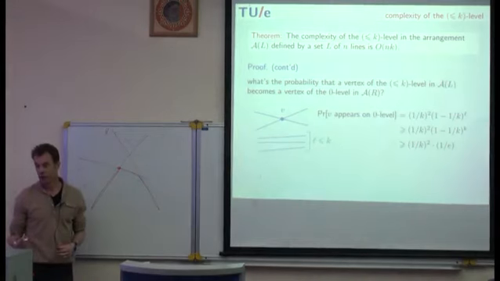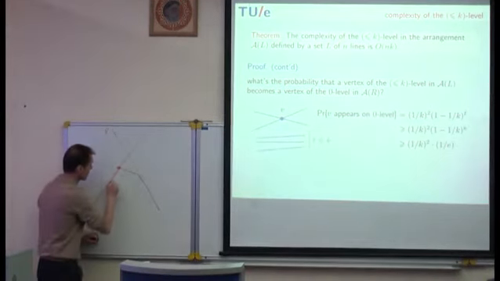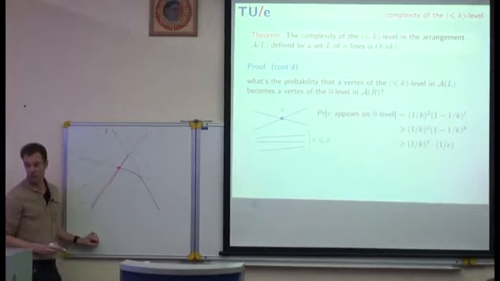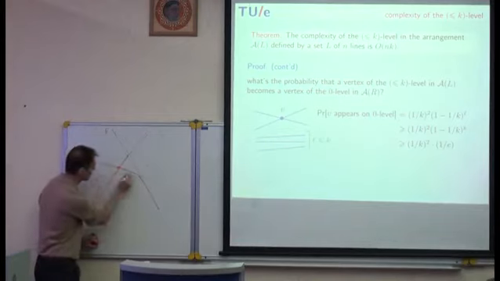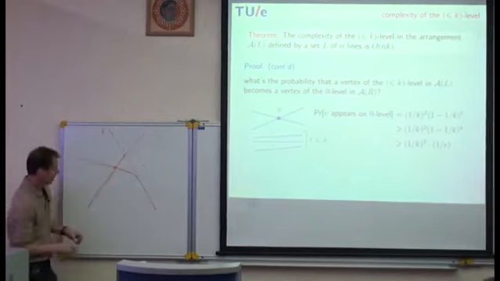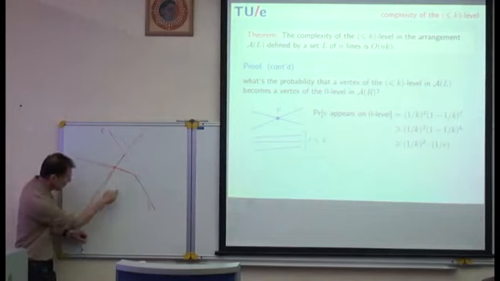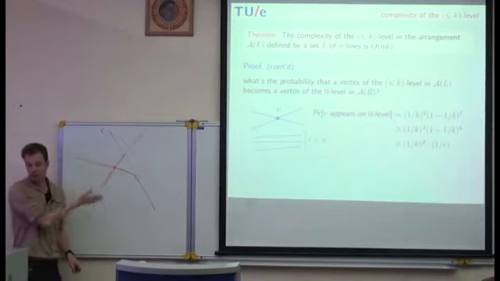Okay, so what has to happen? I must have picked this line in my sample. But I'm not allowed to pick any line below it in my sample, because then it's not on the 0 level.